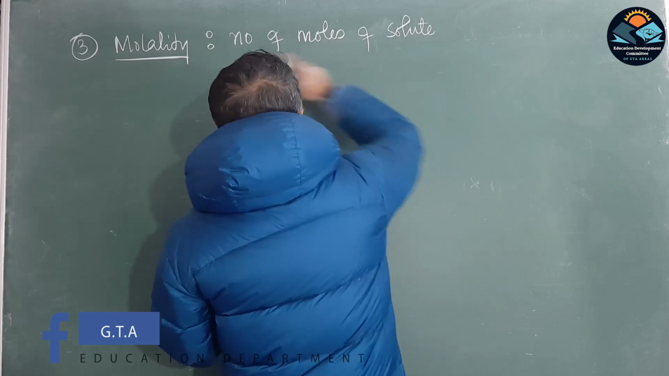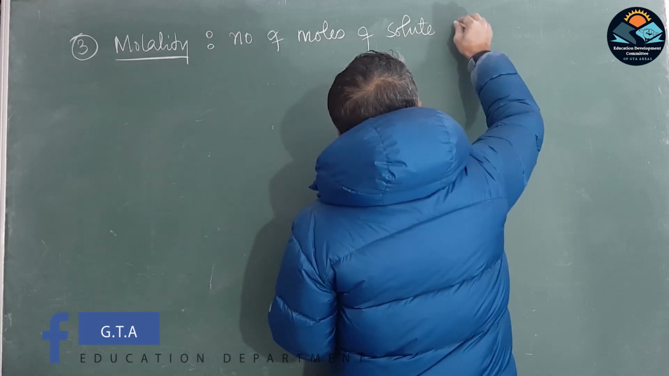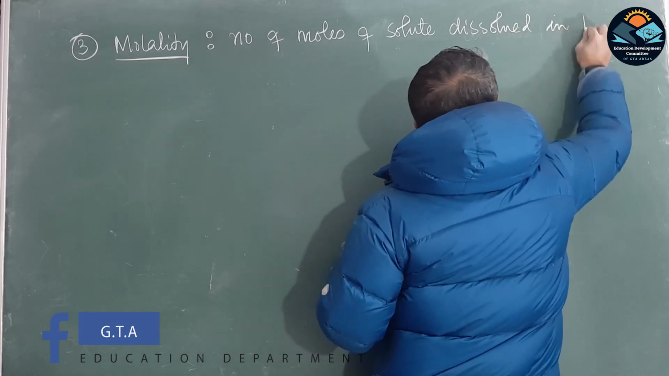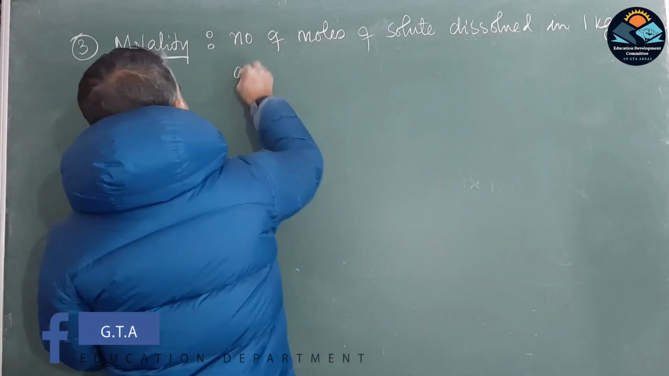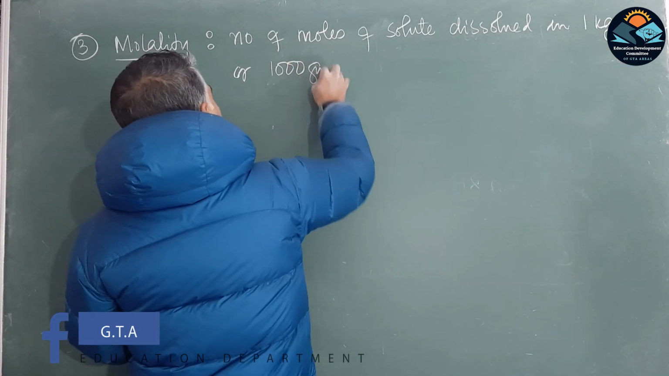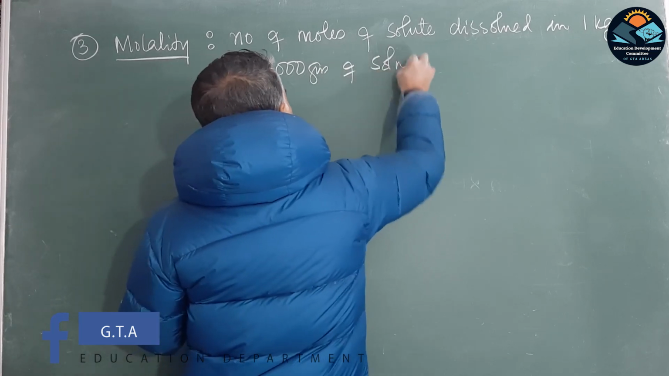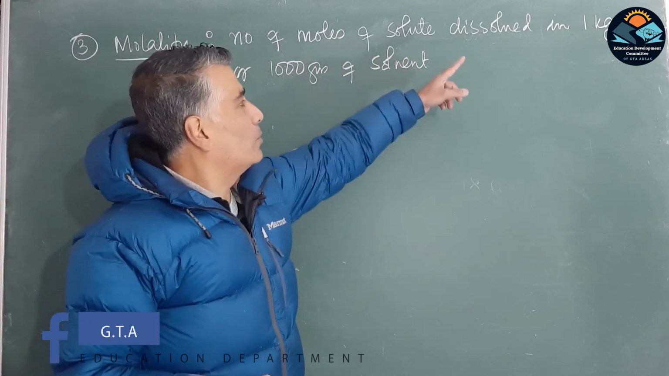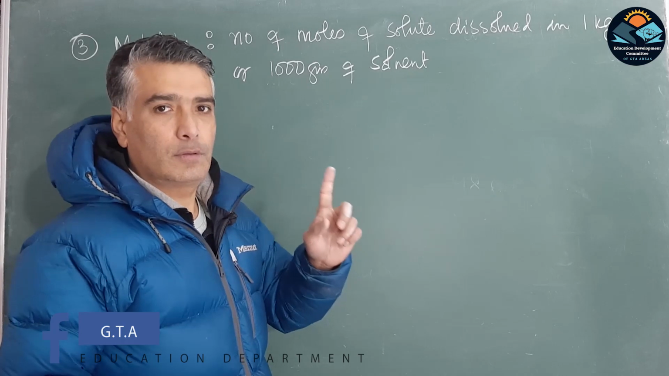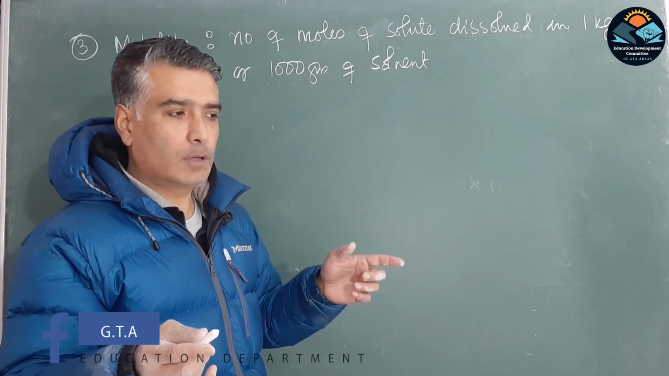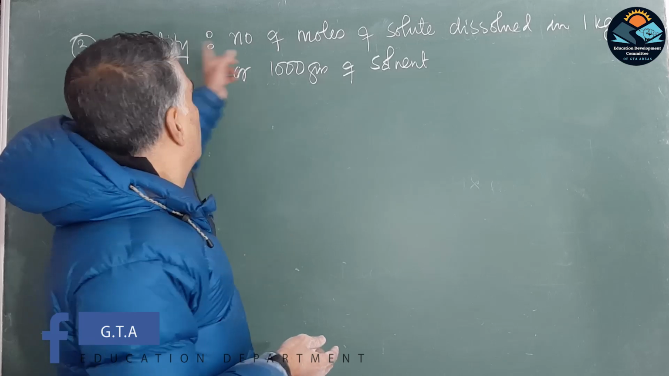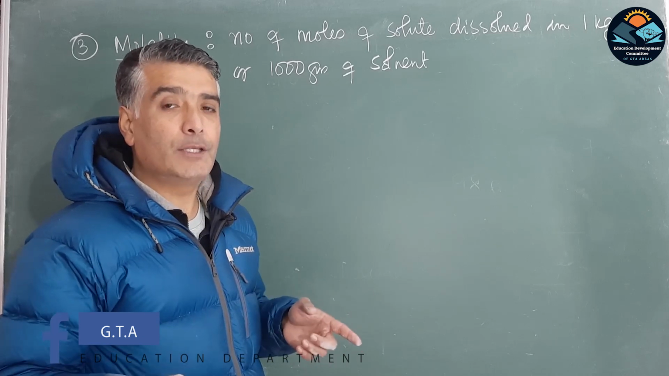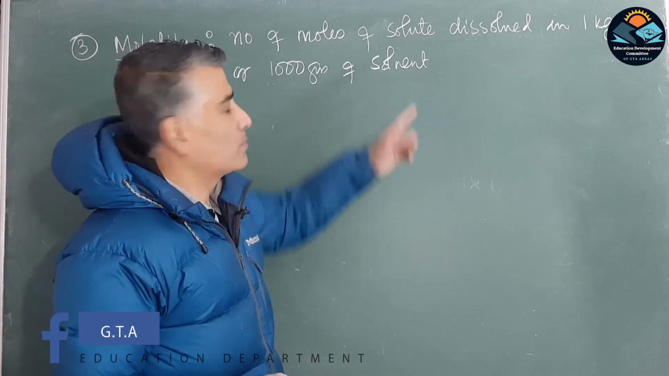Exactly like molarity, which is the number of moles of solute, molality is the number of moles of solute dissolved in 1 kg, or 1 kg means how many grams? 1000 grams of solvent. So the difference here is that molarity is the number of moles of solute dissolved in 1 liter of solution. We had 1 liter of solution containing both solute and solvent. But molality is the number of moles of solute dissolved not in 1 liter of solution, but only in 1 kg of solvent, or 1000 grams of solvent.